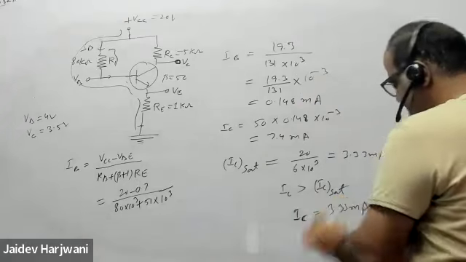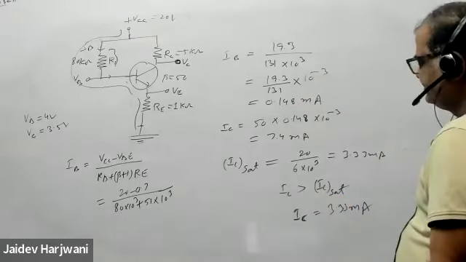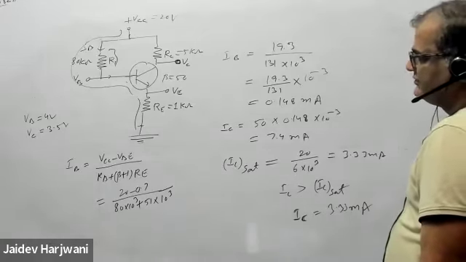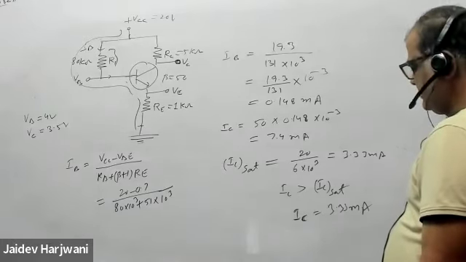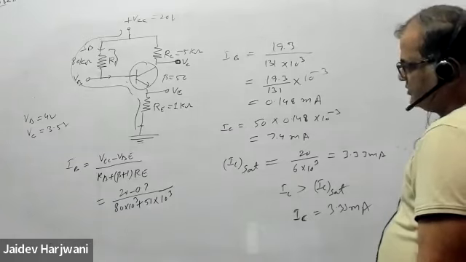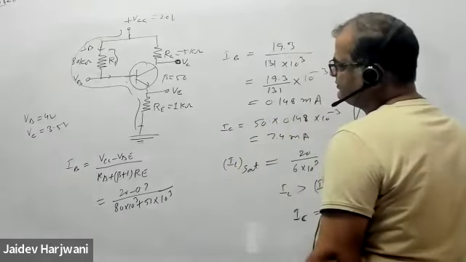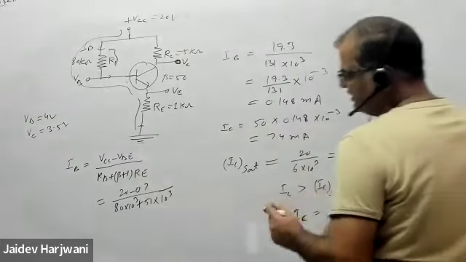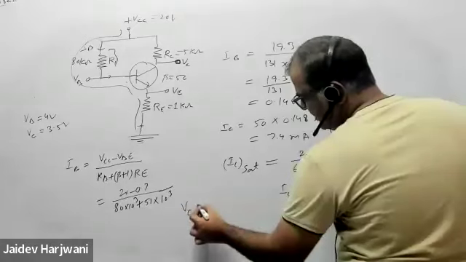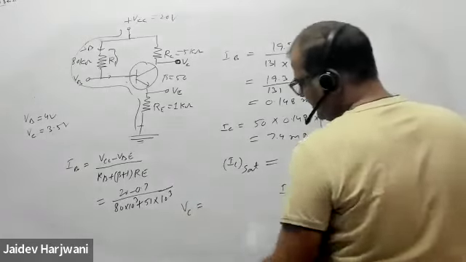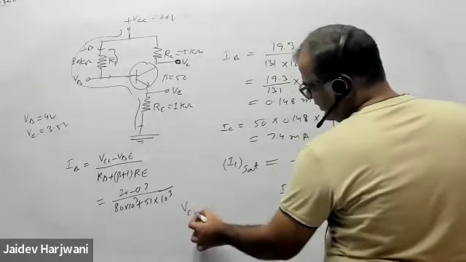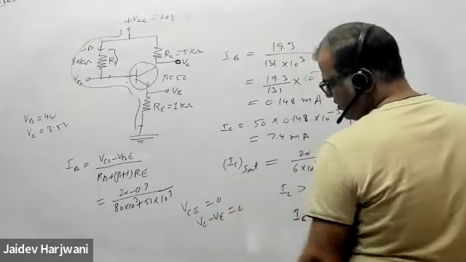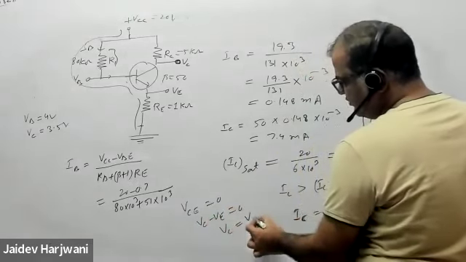Okay, now what will we do? Now you can find what is VC. Remember IB, and now calculate VC. VCE will be 0, because this is coming to saturation current. So I have to take VCE as 0. VCE 0 means VC minus VE is equal to 0, so VC equals VE.